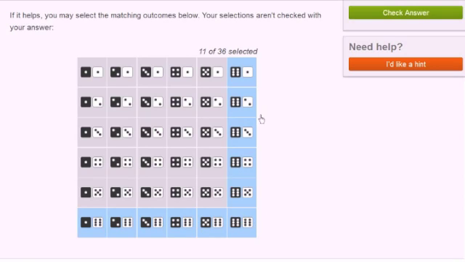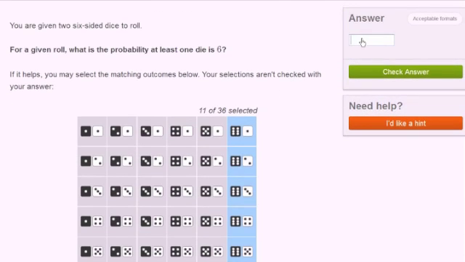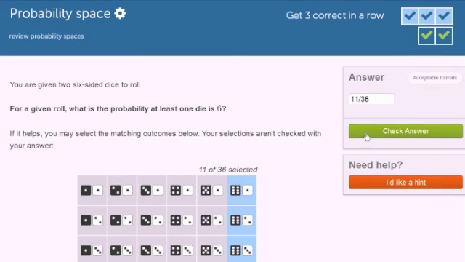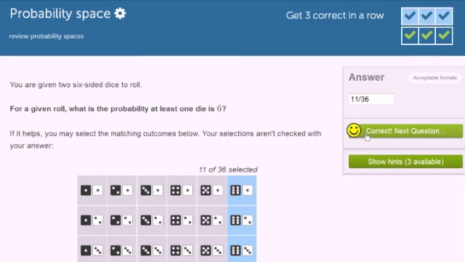So how many scenarios are there? 1, 2, 3, 4, 5, 6, 7, 8, 9, 10, 11. So there are 11 possibilities out of a total of 36 equally likely ones. Remember, 6 times 6, there's 36 equally likely outcomes. So let's check our answer. And we got it right.